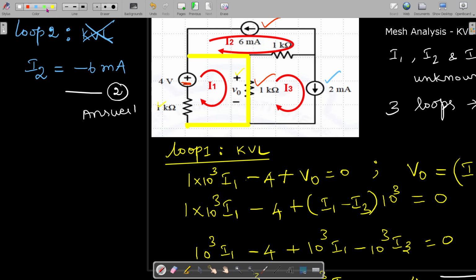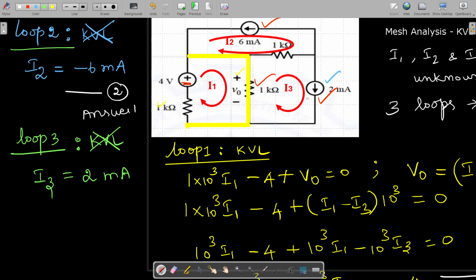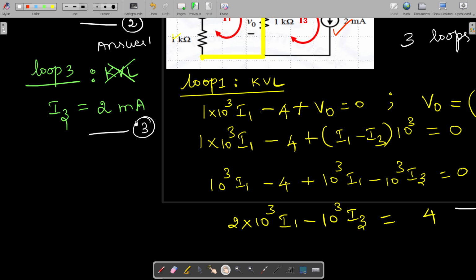Then we move on to loop number 3. In loop number 3 also we need not apply KVL, because the current source 2 milliamps is available at the peripheral of the circuit. So we get the direct answer for the I3 current. The I3 current and the current from the 2 milliamps current source are both flowing in the same direction. That's why we get the positive value here. This can be taken as equation number 3, as well as the second answer for us.